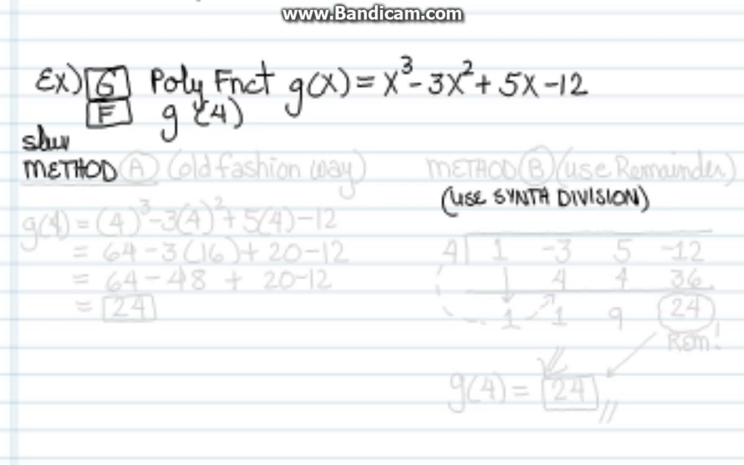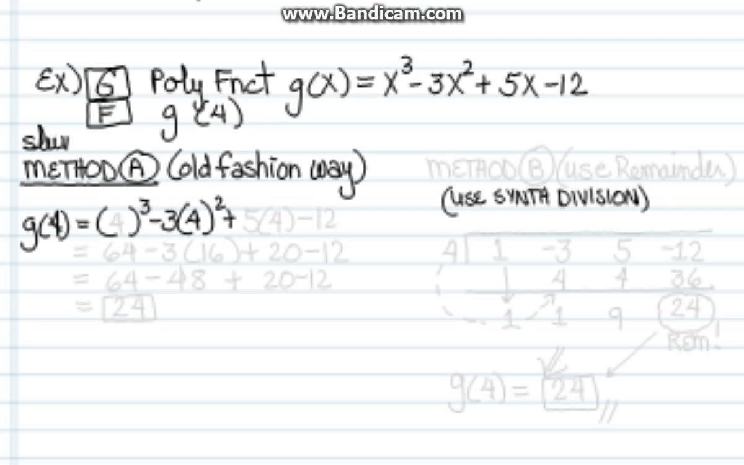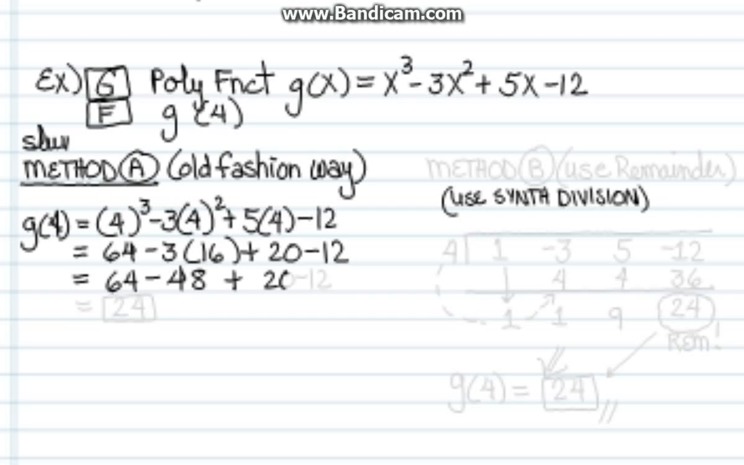There's method A, which is the old-fashioned way that we've known for years. That's where you take the given polynomial function, or whatever the function is, remove all the x values and put parentheses and replace them with 4s. Replace all the x's with 4, and then simplify. So we get g of 4 equals 64 minus 3 times 16 plus 20 minus 12. Simplifies to 64 minus 48 plus 20 minus 12, which simplifies all the way down to 24. So g of 4 is equal to 24.